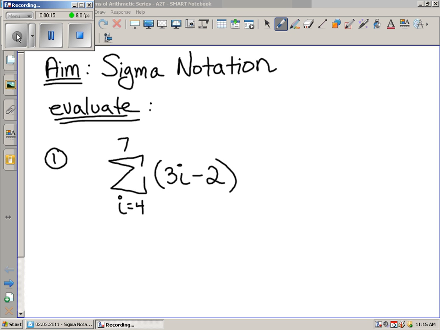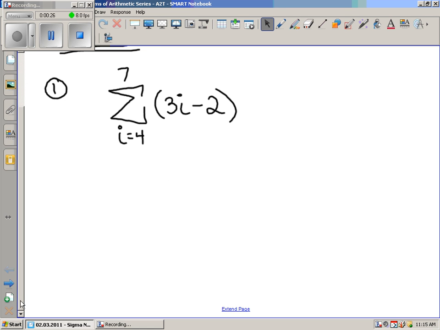That looks like Greek, right? It is Greek. This symbol right here is the sigma symbol. It's the Greek letter for S, and it stands for sum. That's what we're going to do.